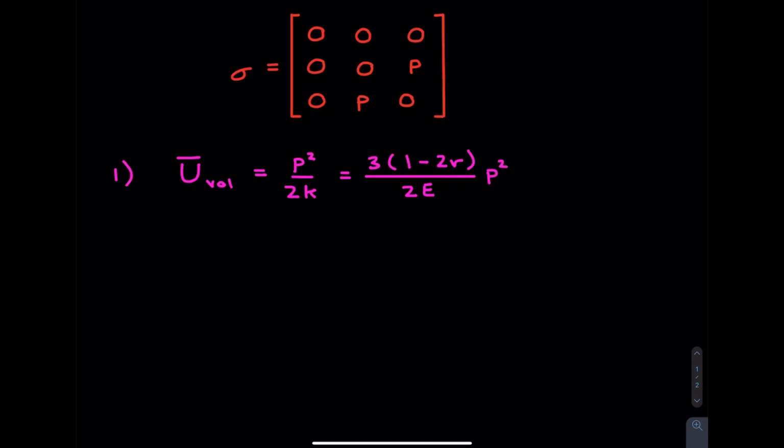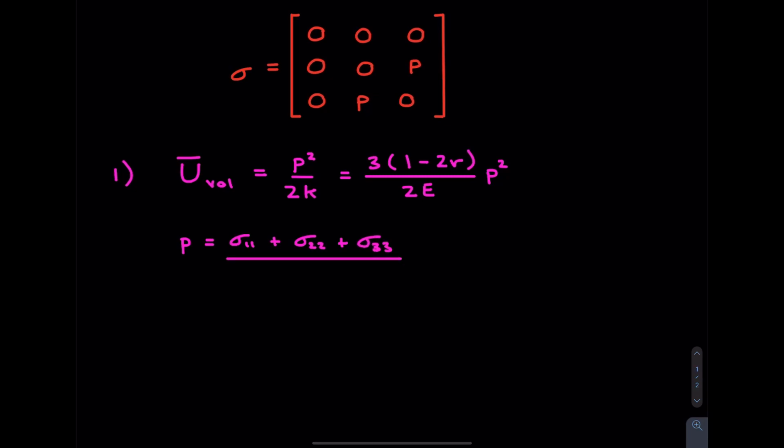Now if we look at this, it looks much better. We don't know what nu is, or E, but it wants the answer in terms of those two variables, so those are not a problem. However, that P squared, it doesn't want the answer in terms of P, so we're going to have to figure out what P is. We know that P is simply the hydrostatic stress. So P is equal to sigma 11 plus sigma 22 plus sigma 33 all divided by 3.